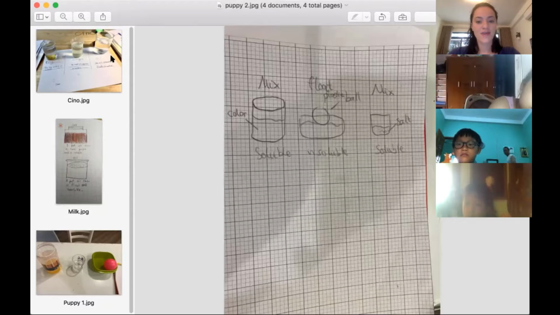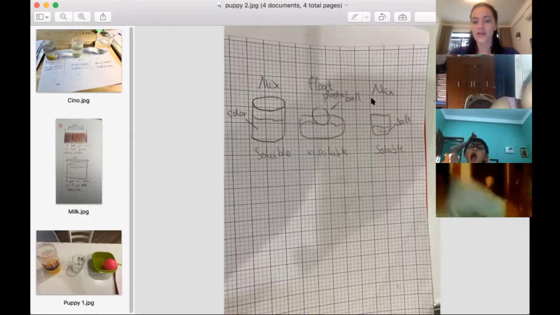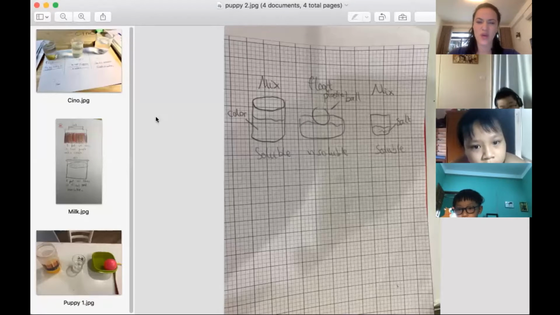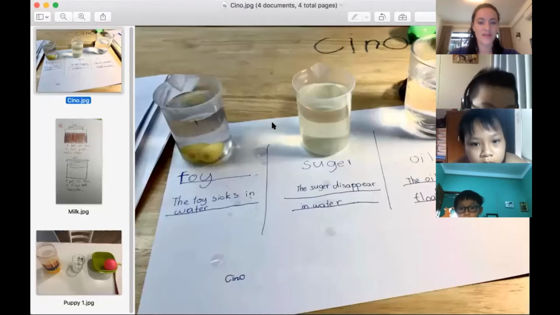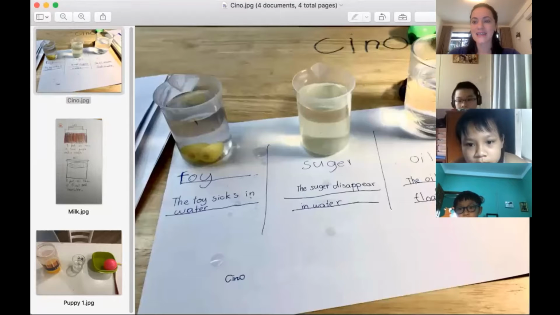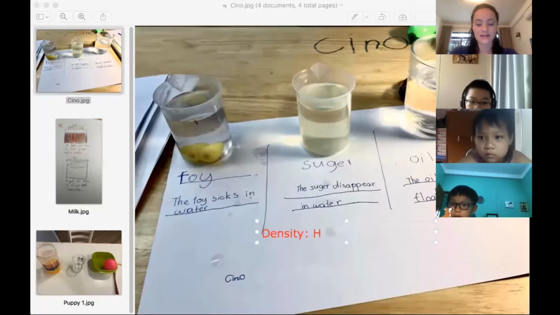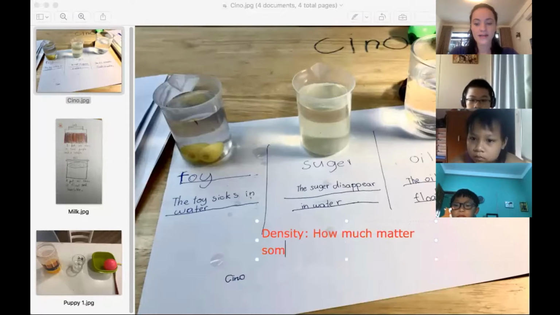Here's Puppy's. Puppy did a really good job, just nice and clear. The color mixed, soluble. Plastic ball floats, insoluble. The salt mixed in, soluble. Also, with sinking and floating, remember, we learned this word just one time, so it's a bit difficult, but the word is density. Density. I'll write it here. Density is how much matter something has for its size.